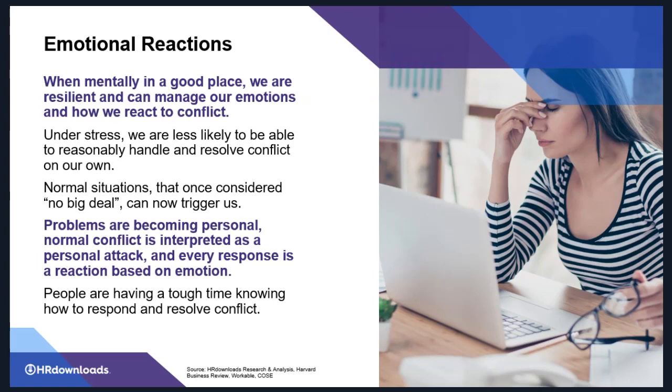Now, in these unprecedented times, it helps to have an idea on how individuals are likely to respond to conflict based on the levels of stress and anxiety that they're currently experiencing. So when we're feeling like ourselves and we're in a good place, we're more resilient and are able to manage our emotions and how we react to conflict. However, when we're put under stress, we're less likely to be able to reasonably handle and resolve conflict on our own. So emotional reactions are on the rise.